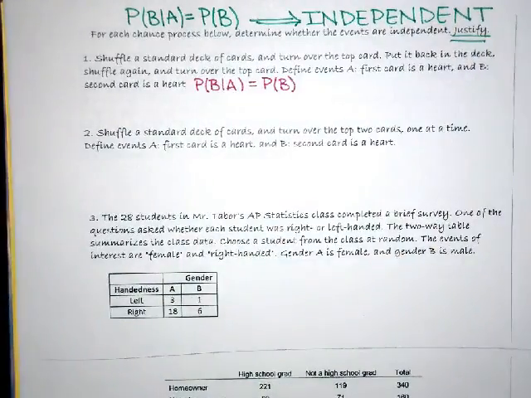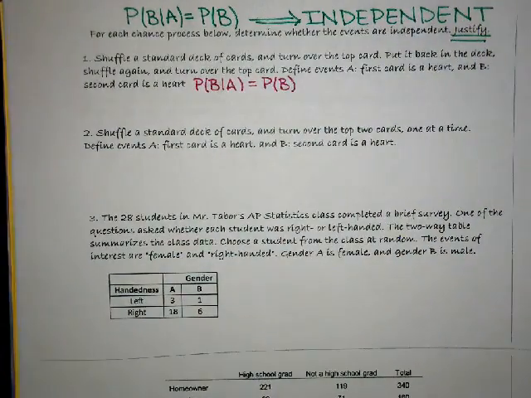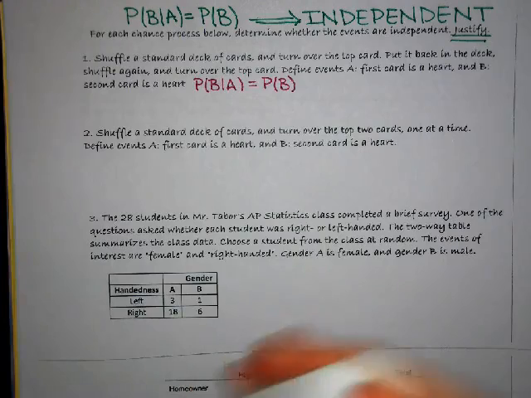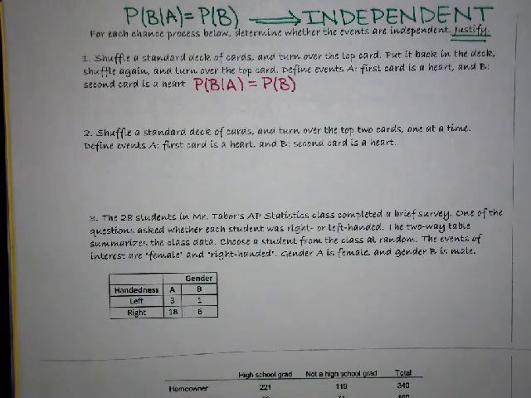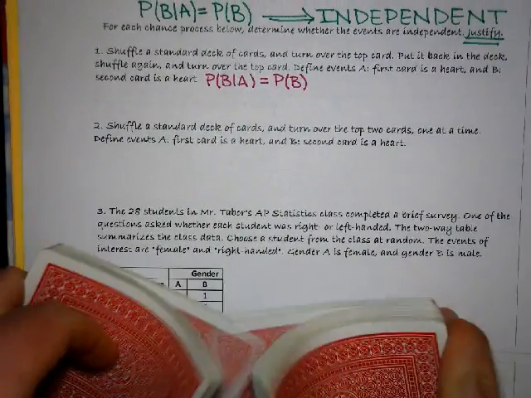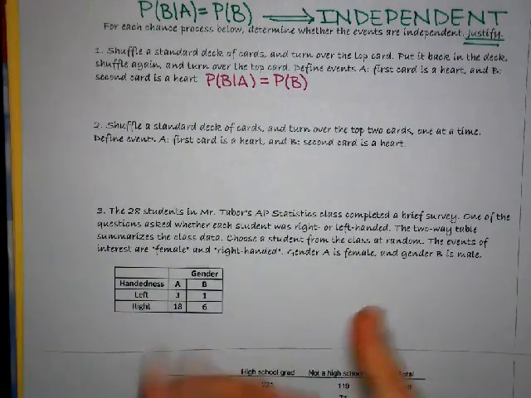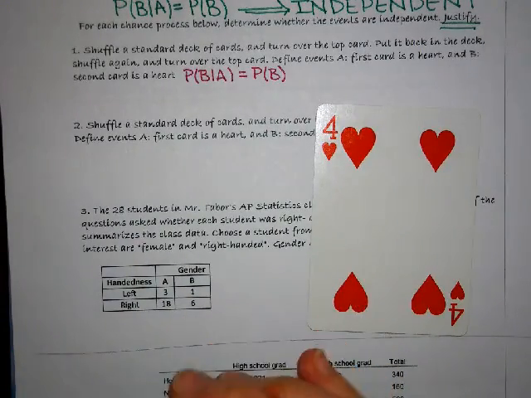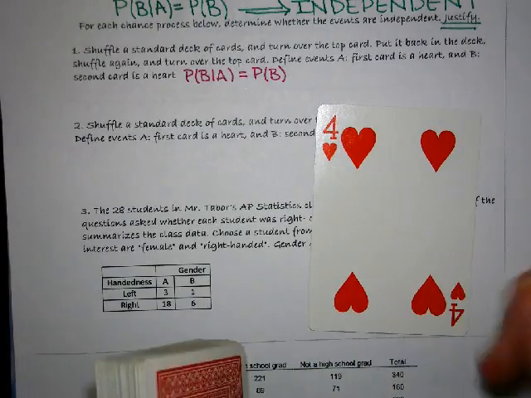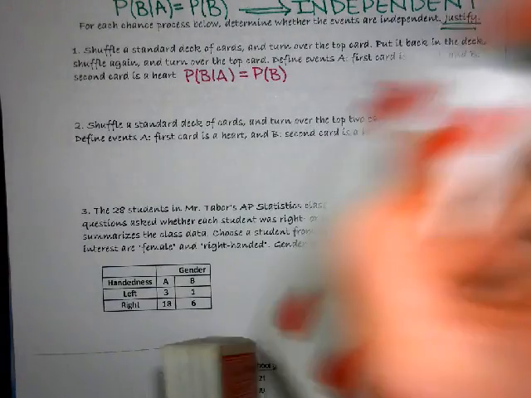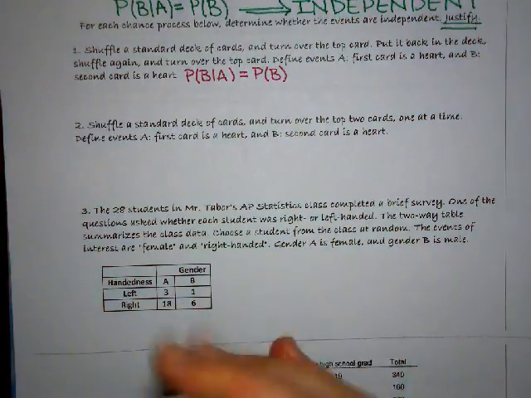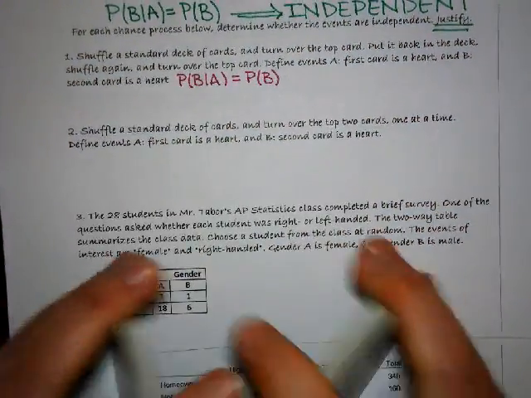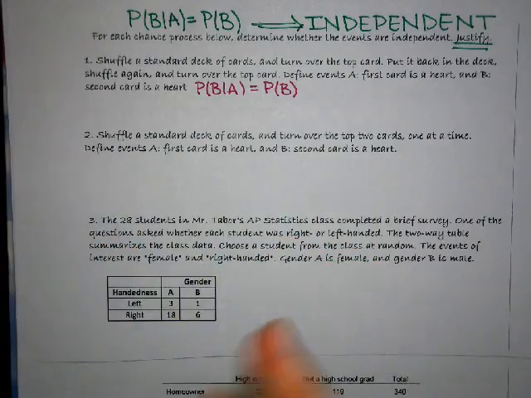So B given A. I have my deck of cards. I can't shuffle that way. I have to actually shuffle. I was just trying to do it without making noise. Shuffled my cards. I turn over the first card. Hey, it actually is a heart. That was pretty cool. So A happens. I put it back in. I shuffle again. What's the probability that this card is a heart?